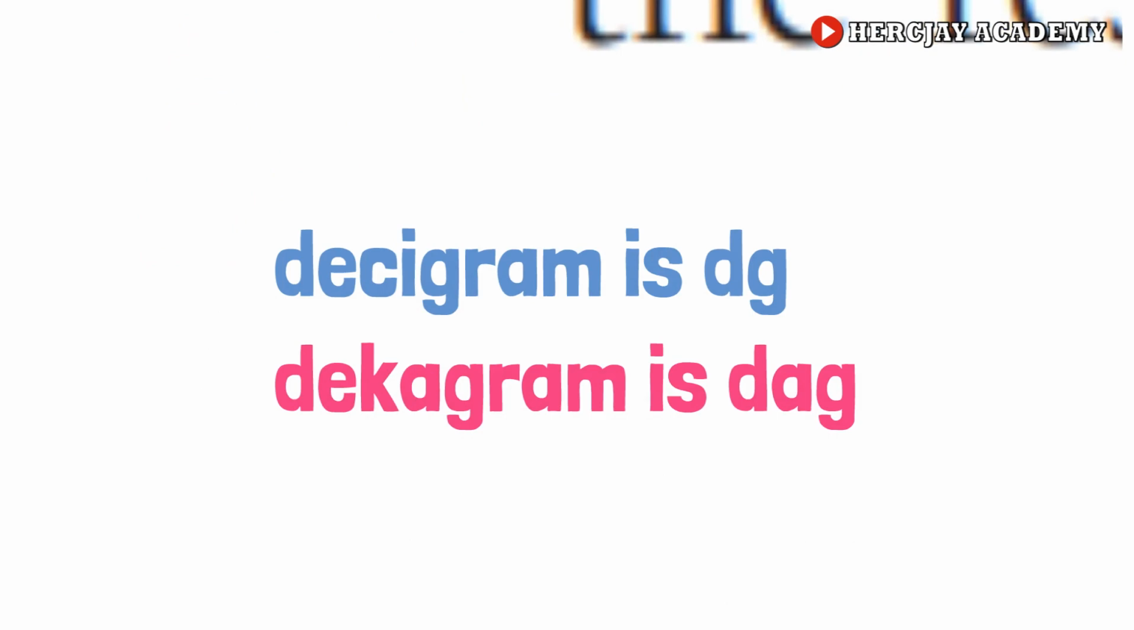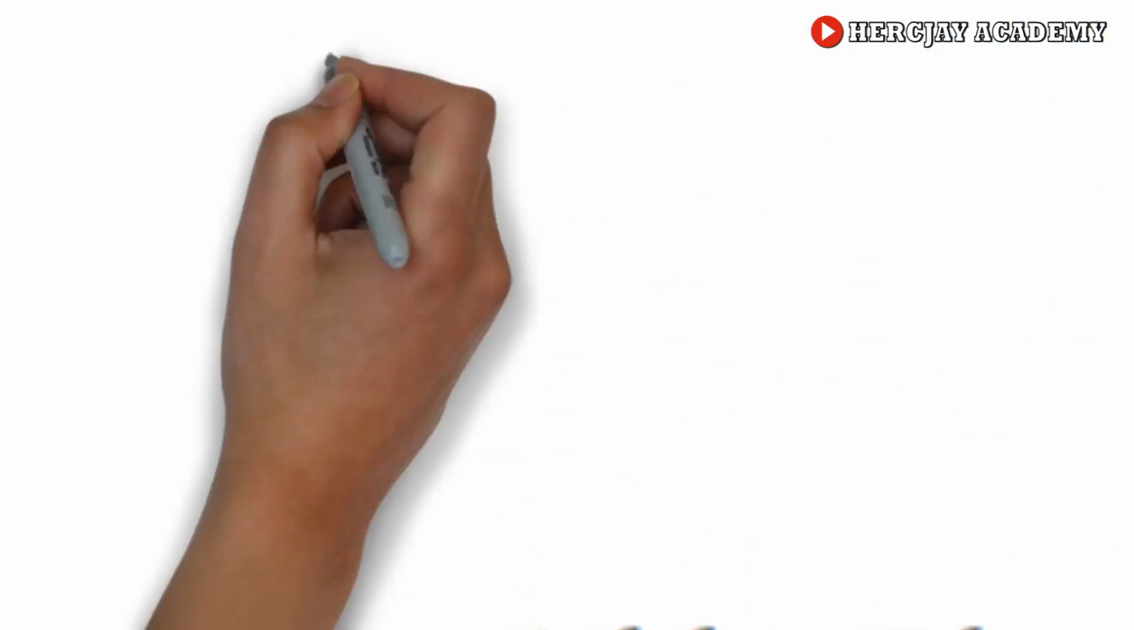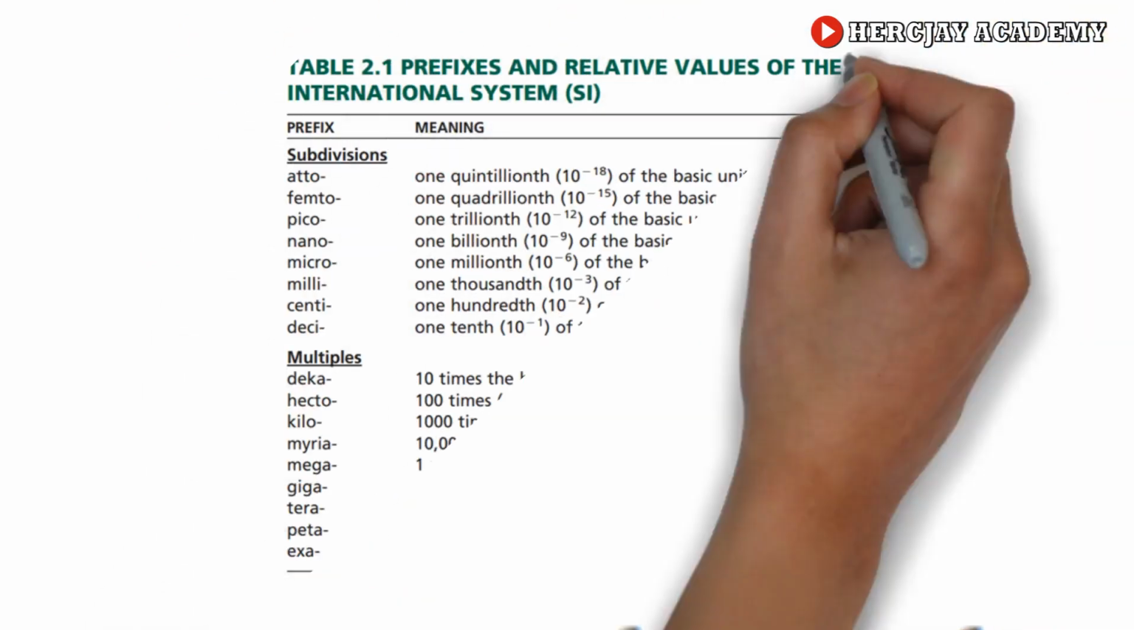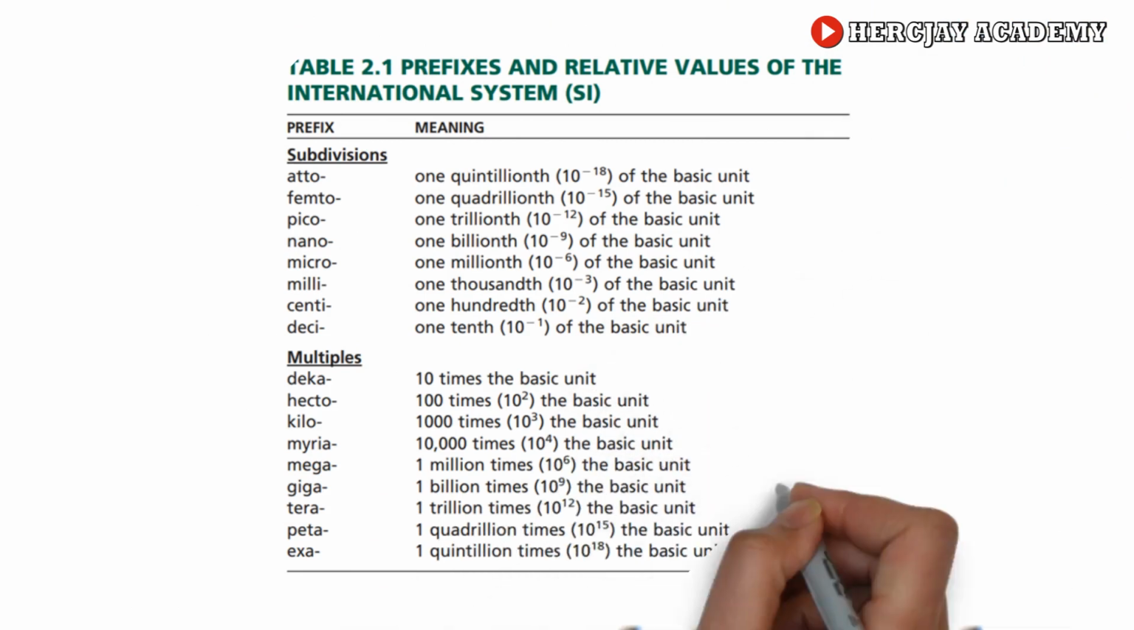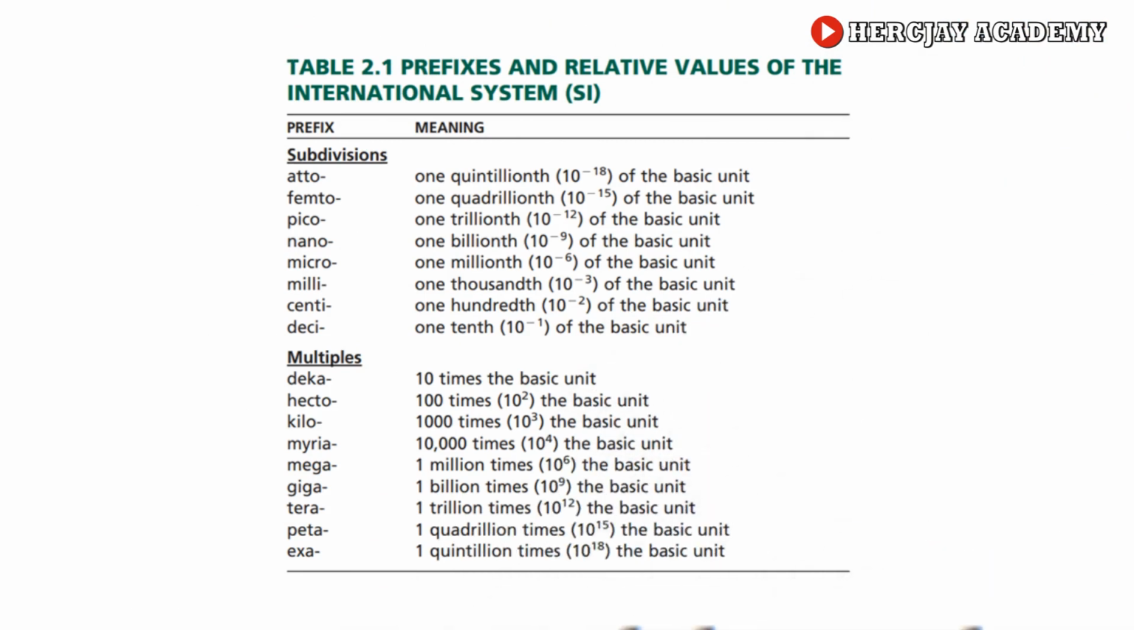Now, there are two ways to do the conversion, but I'll show you the one that I believe will be faster and easier in the long run. The first step is to look at our reference table to determine the values of kilo, milli and deci, because those are the prefixes available in the question we are trying to solve.